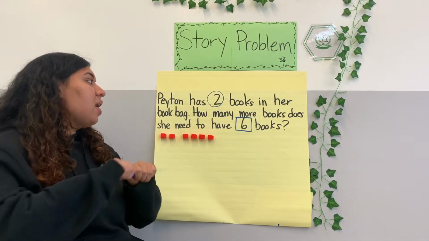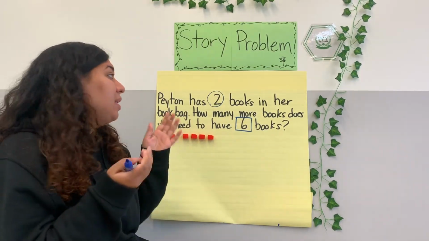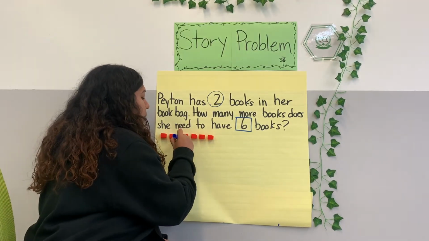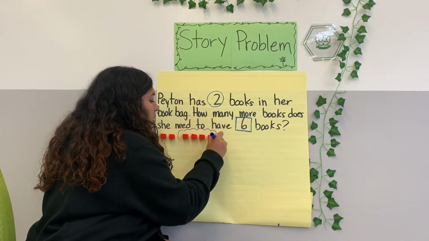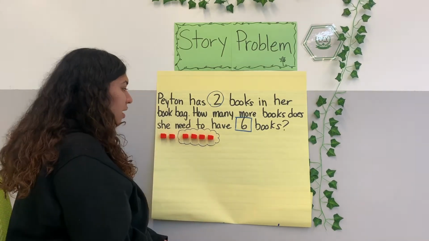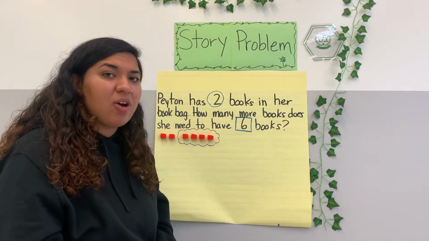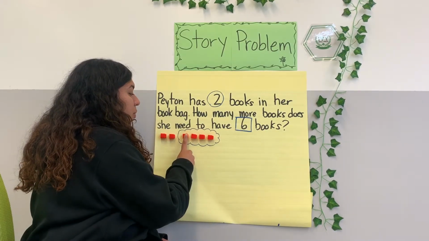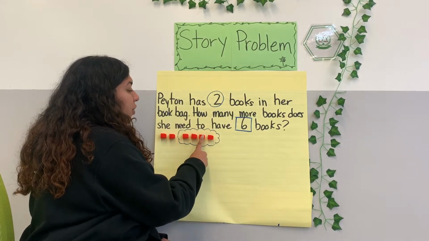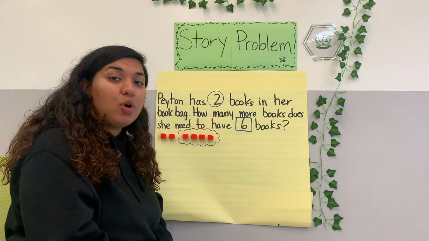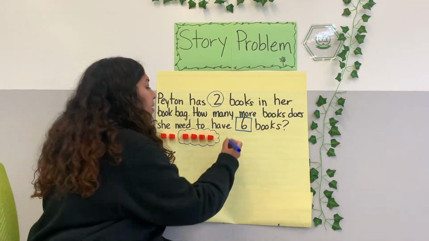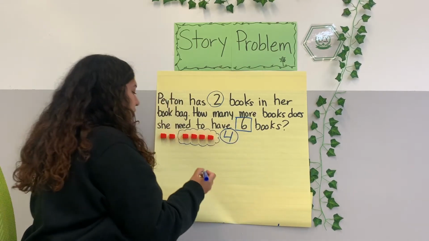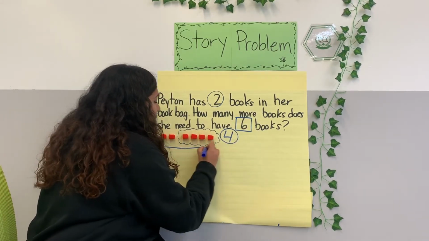Our last thing is to find out how many more did we need. And we're gonna put a nice little bubble around how many more did we need. Let's find out. Put your finger up and point to the first cube. 1, 2, 3, 4. How many more did we need? 4. You got it. Put a 4 and circle your answer. That was a great job.